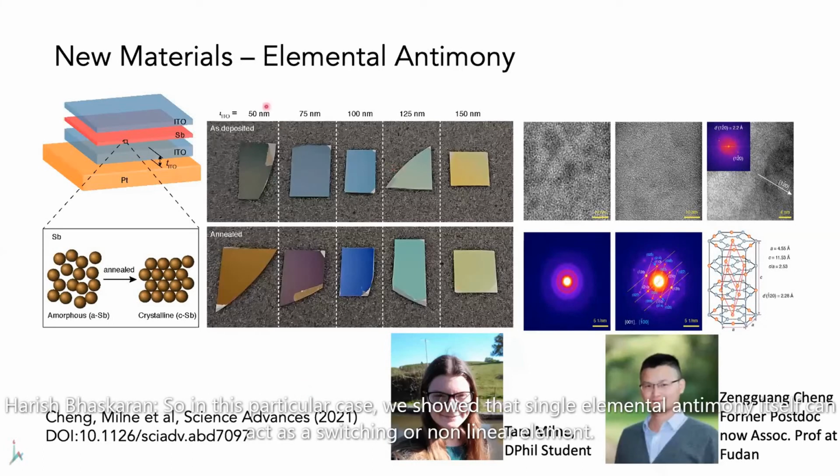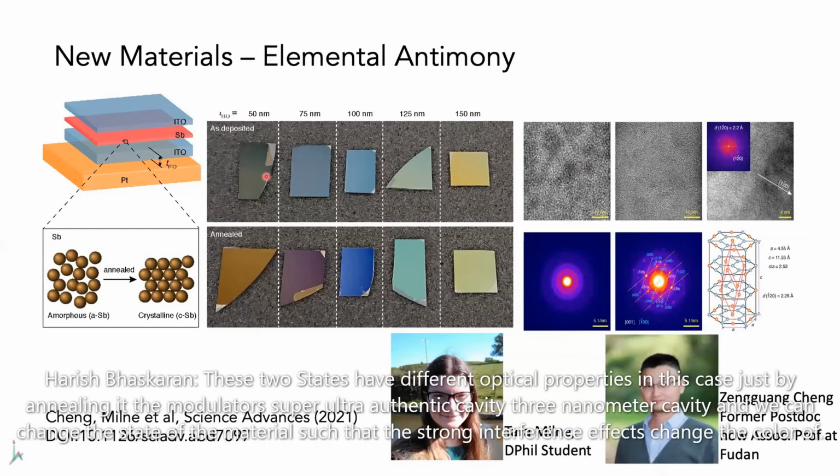In this particular case, we showed that single elemental antimony itself can act as a switching or non-linear element, because it goes between an amorphous and a crystalline phase. We can use this to show that these two states have different optical properties. In this case, just by annealing it, we modulate an ultra thin film cavity, a 3 nanometer cavity, and we can change the state of the material such that the strong interference effects change the color of the material.